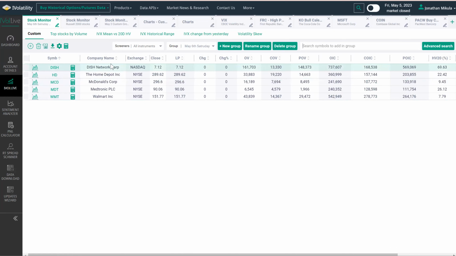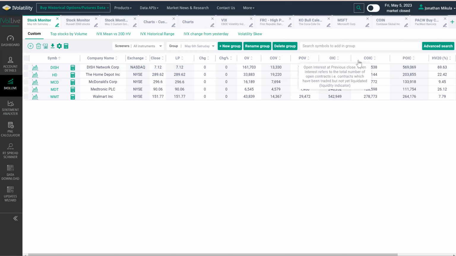But just from a basic view, the default setting is ticker, name, exchange, the close price of the underlying stock, the last price, change, option volume, call option volume, put option volume. Obviously, you combine call option volume and put option volume, you get the total option volume.